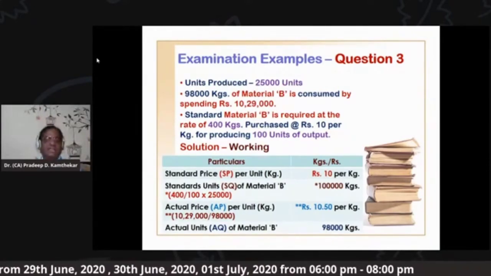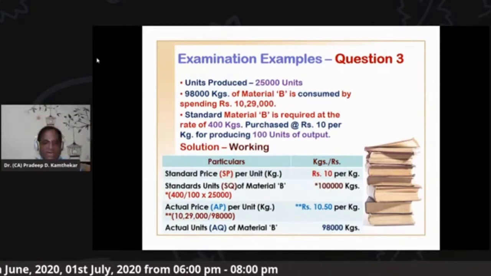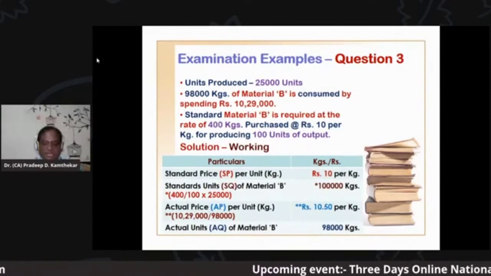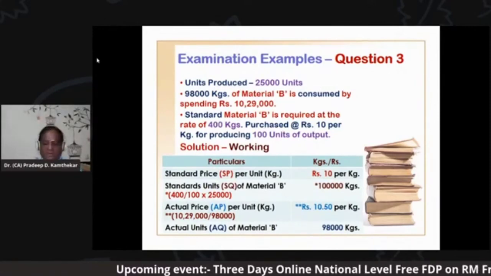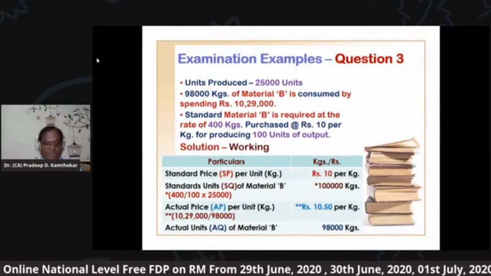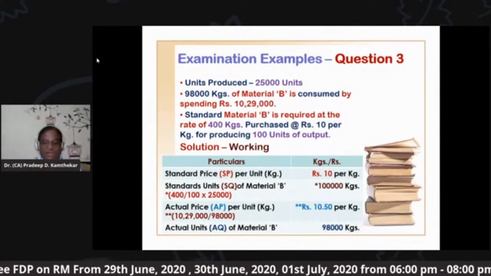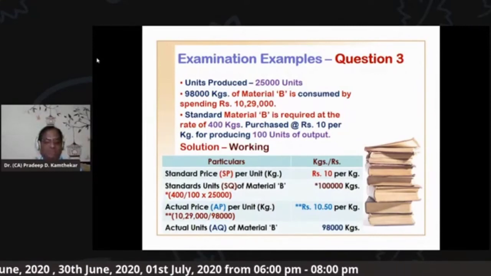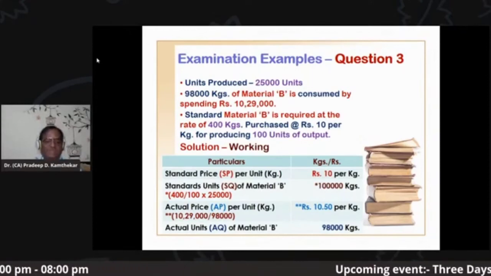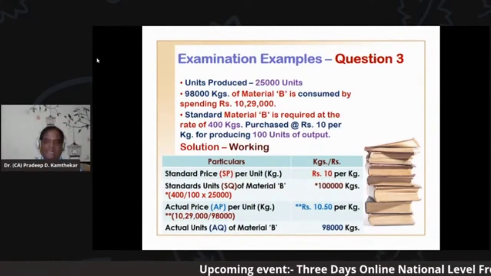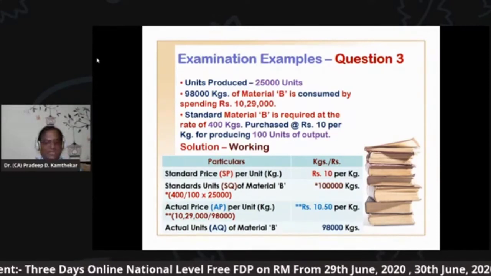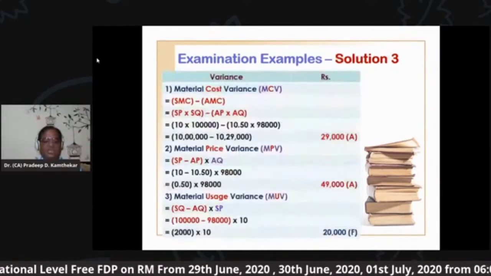Friends, now the variance calculation is very simple. What is really difficult, and what students should concentrate on, is calculating the standard for the actual, and whenever the actual price or actual quantity or standard quantity is not readily given, that calls for working, and that is an important part of this variance calculation. Actual variance calculation is just putting figures in the formula, and that we have seen in the previous two solutions. Let us see it in the next slide also.